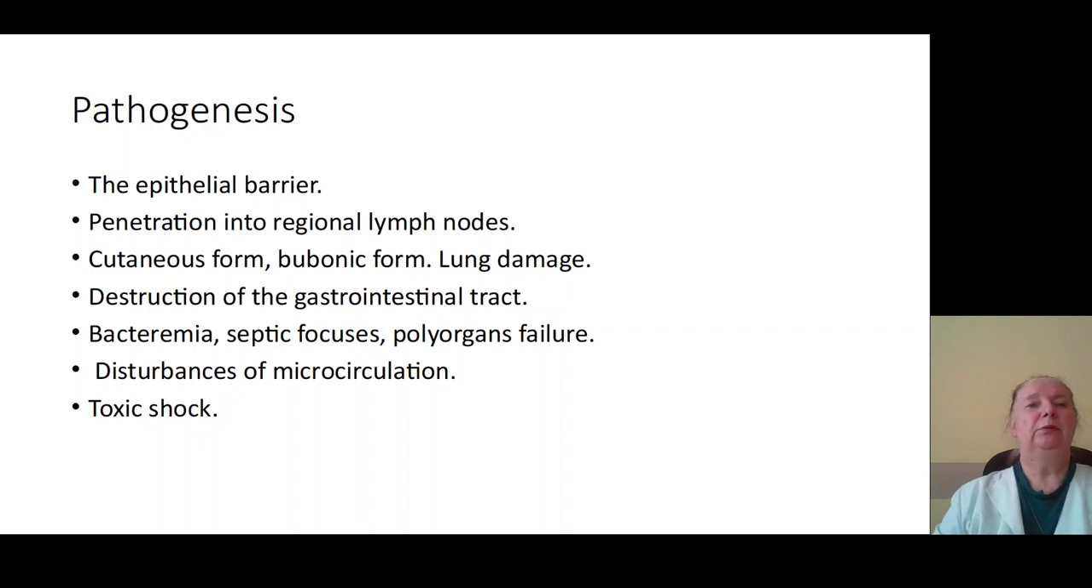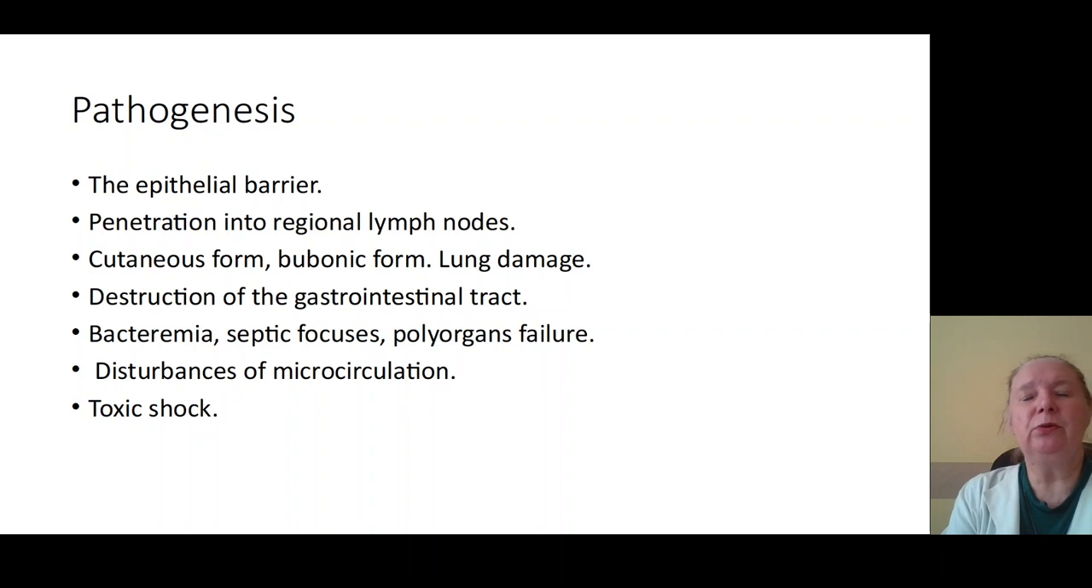Let's speak about the pathogenesis of plague. So there is the epithelial barrier of infection. Then a bite of a flea or tick, or an aerogenic mechanism of transmission, when bacteria penetrate the epithelium, then the regional lymphatic nodes, and cause infiltration, inflammatory alteration of the skin, formation of ulcers. It causes the formation of cutaneous forms, bubonic forms, destruction of the lung.